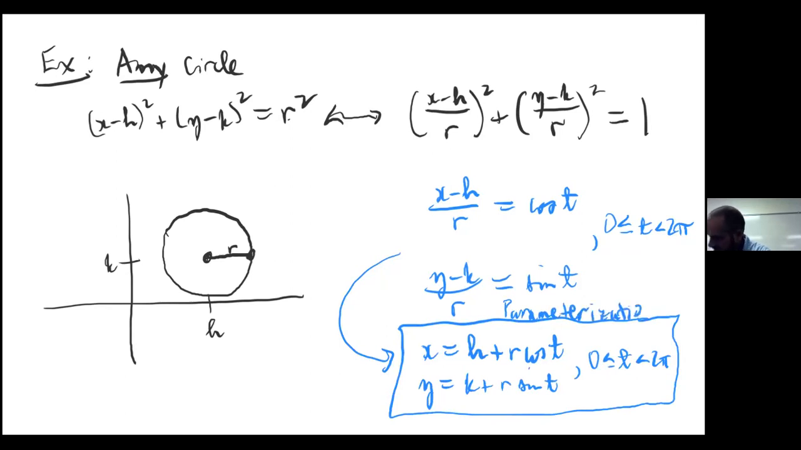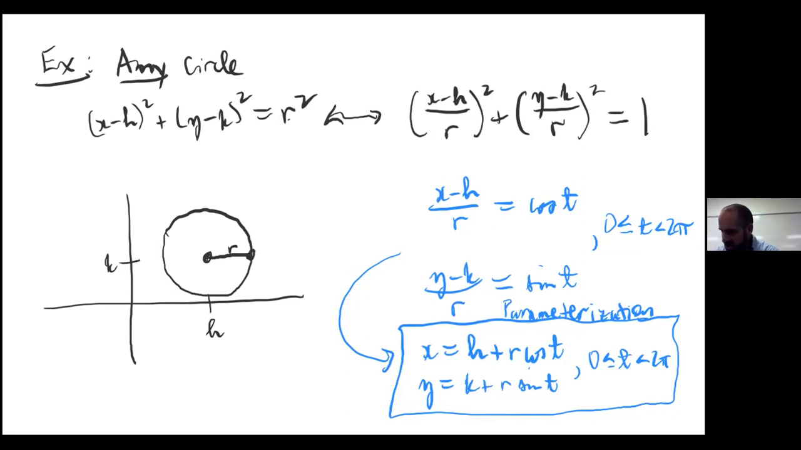Parametrization. Let's make sure that this thing is actually working. If I plug in t equal to 0, where am I? Think about it. What's cosine of 0? 1. What's sine of 0? 0. So at t equal to 0, what is x?